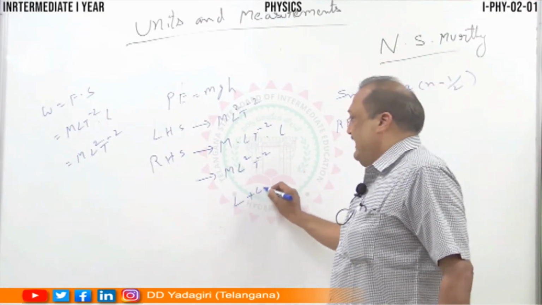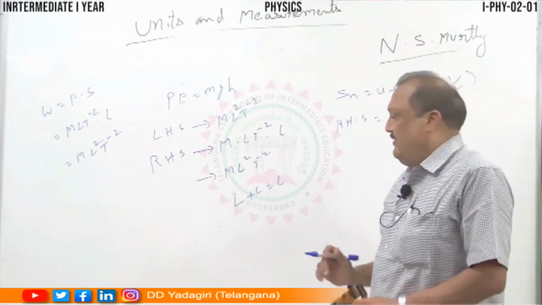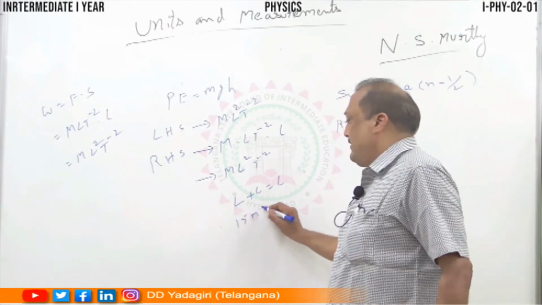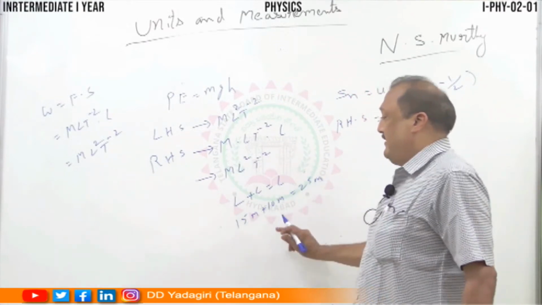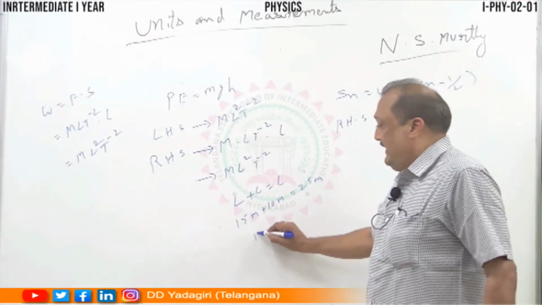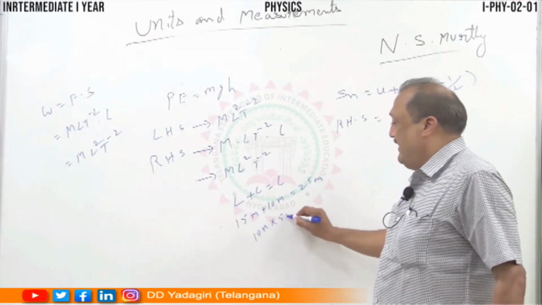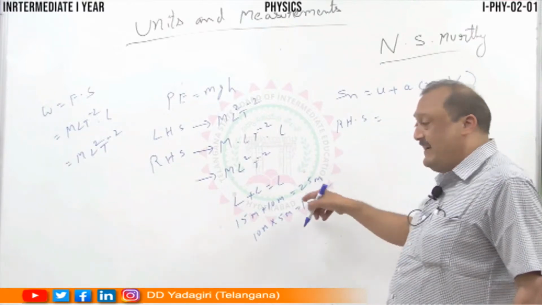Length plus length is length. Here L is the dimension formula for length. For example, 15 meters plus 10 meters equals 25 meters. Meter plus meter is meter only. But 10 meters into 5 meters equals 50 meters square, that is the unit of area.